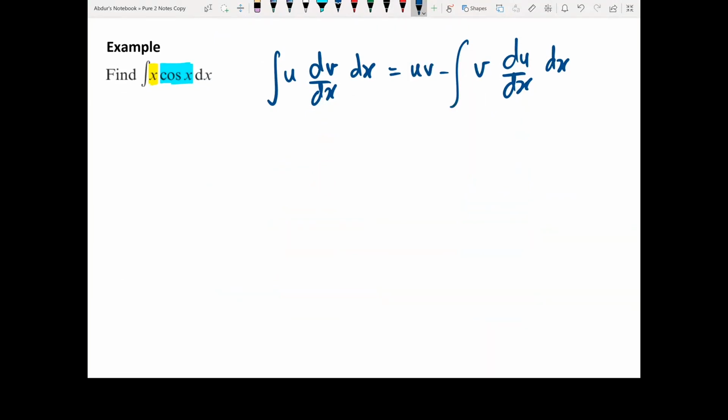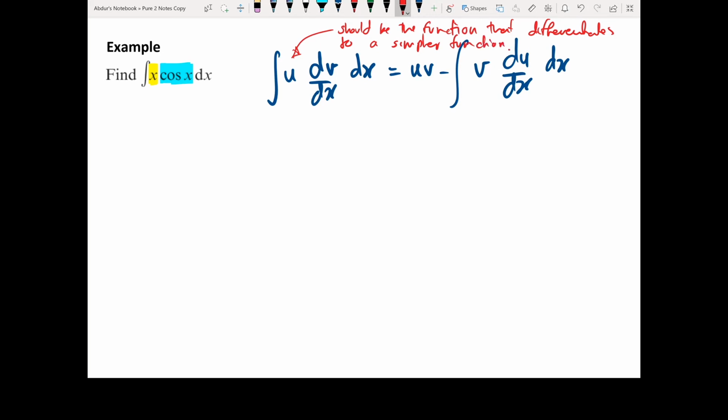So we're going to label one of our functions to be u and one of the functions to be dv by dx. The one that we should always use as u should always be the simpler of the two, the one that differentiates to give you a simpler function. So u should be the function that differentiates to a simple or simpler function.